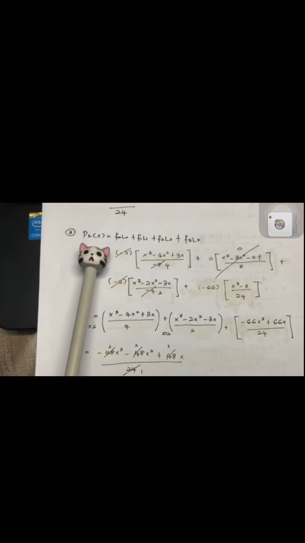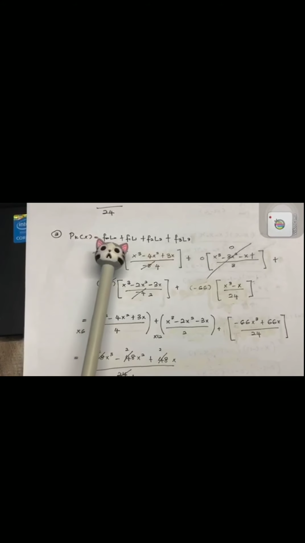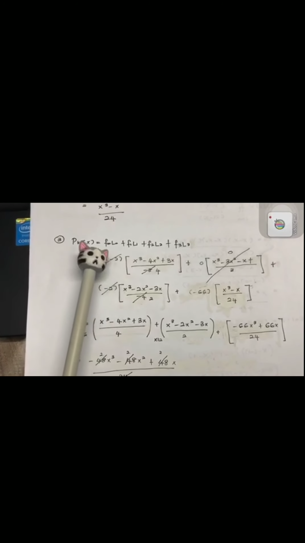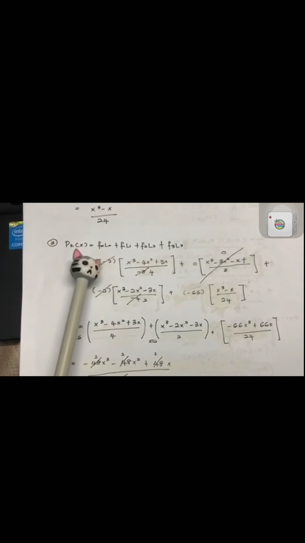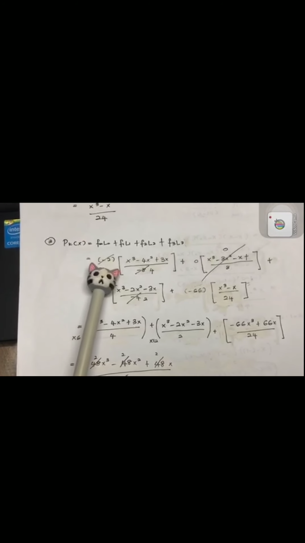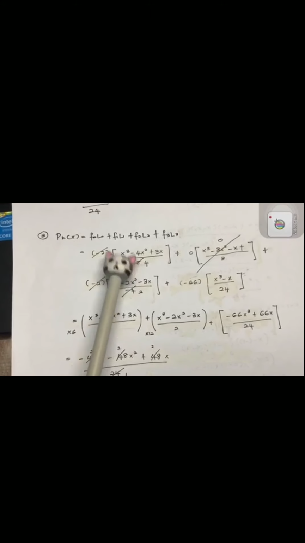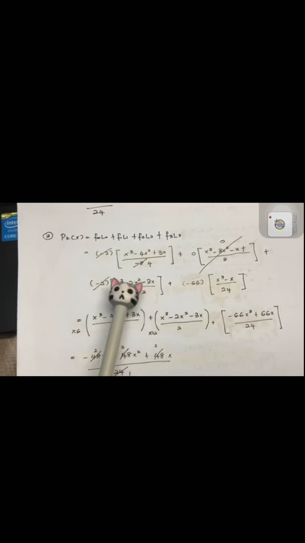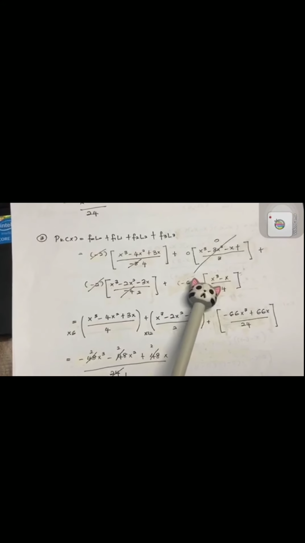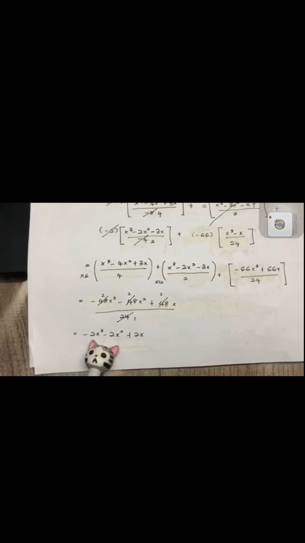Third step, we obtain the Lagrange interpolating polynomial by using this formula. So f0 is from the table, so it will be like this. If we substitute, this is f0 L0, f1 L1, f2 L2, and f3 L3. After we simplify, we got this function.